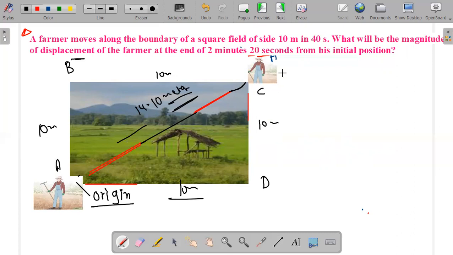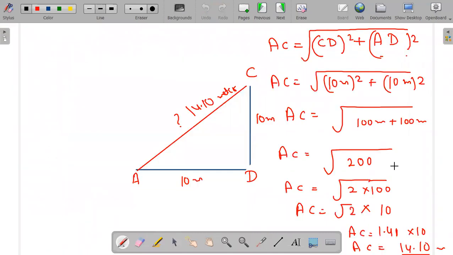Now if you have any problem in this particular question, then you can ask me. For distance and displacement, I will tell you after this question. First of all, clear this question. If you have any doubt in this particular question, write to me in the chat box. No one is having doubt. Everyone is clear. Very good.